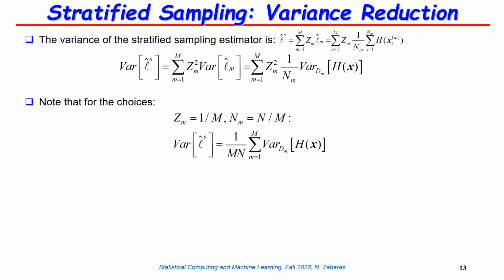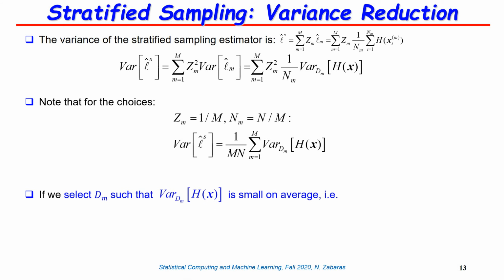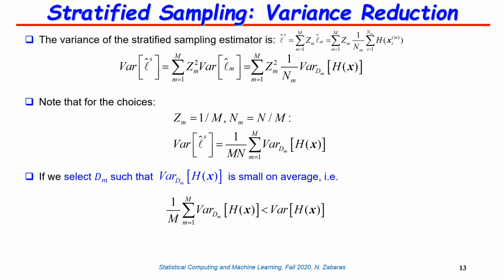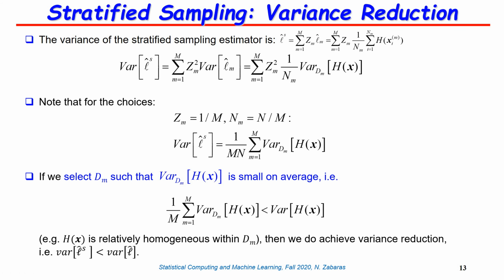Now you can appreciate that, remember, the original variance of my Monte Carlo estimator is really 1 over N times the variance of H of X. If by splitting into these subdomains little m, on average the variance is reduced, so if the following is true, then the variance of the stratified sampling estimator will be less than the variance of the original Monte Carlo estimator.